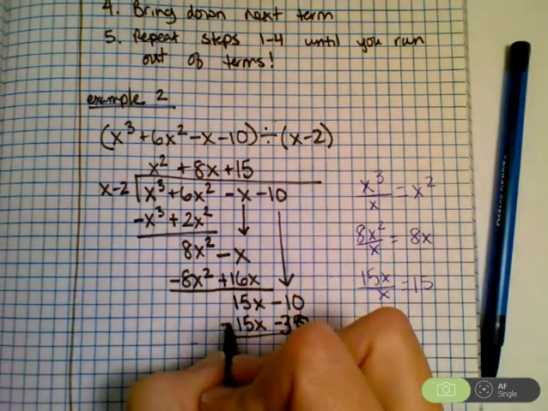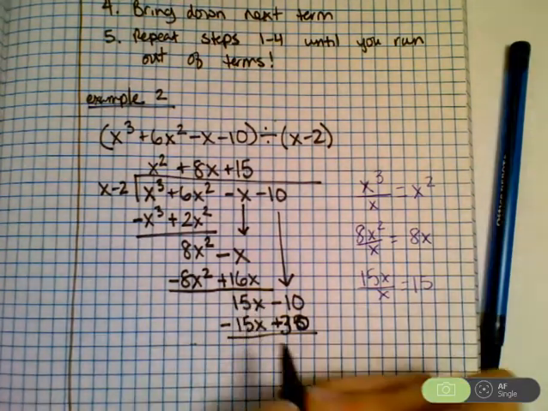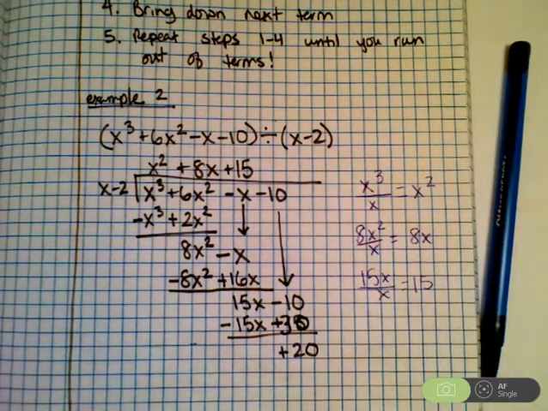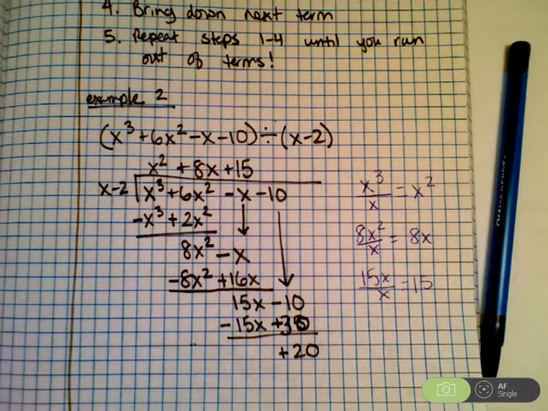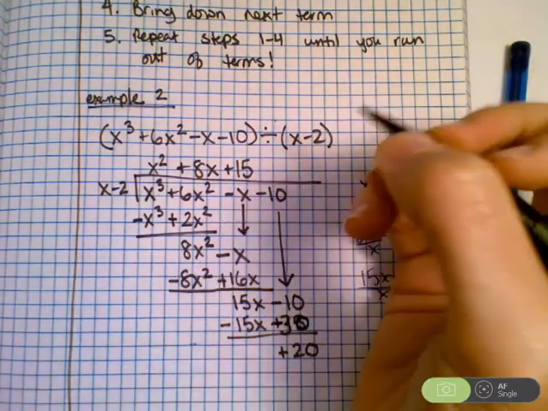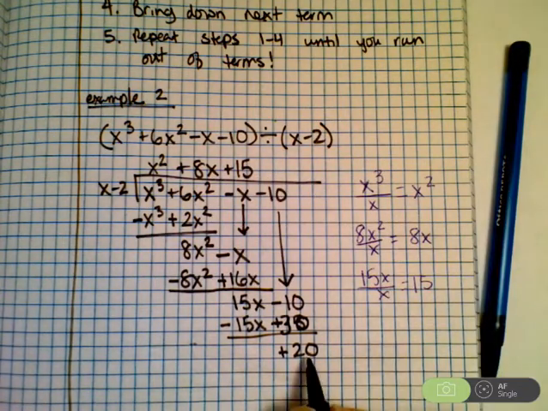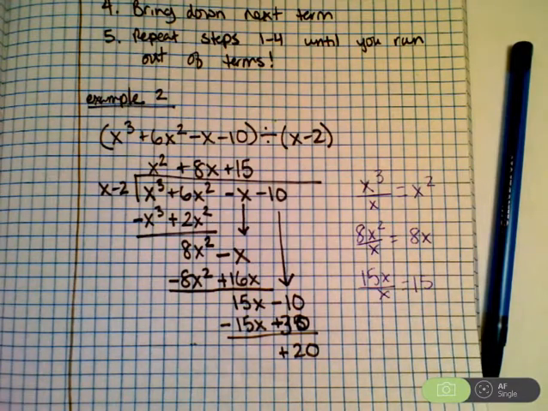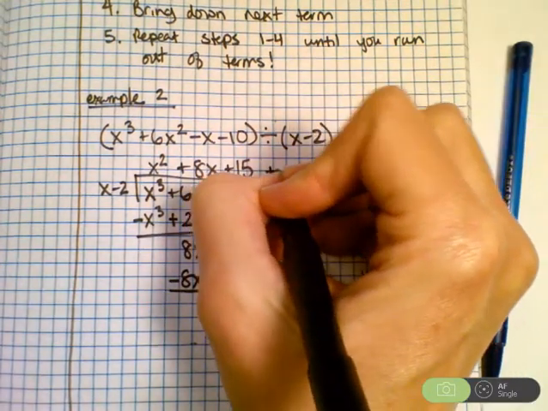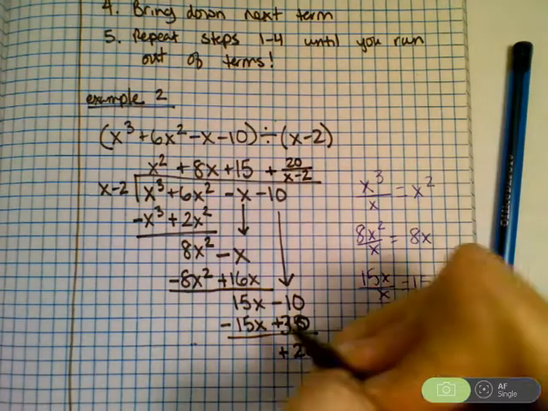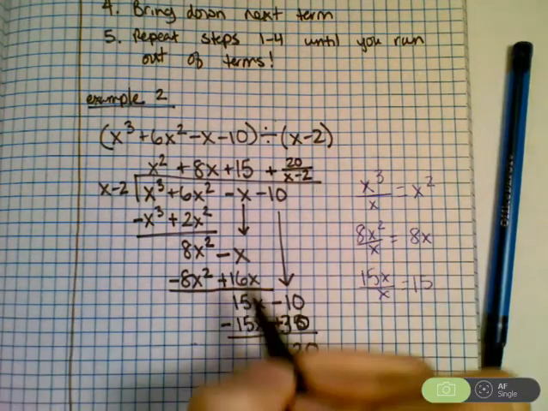Draw the line, change the signs. 15 minus 15 is 0. Negative 10 plus 30 is positive 20. Now I look at this and I realize I don't have anything else to bring down. So since I have nothing else to bring down, this is my remainder. So the remainder means that I have 20 divided by x minus 2 left. I can't actually divide 20 by x minus 2. So what I do is I write plus 20 divided by x minus 2. 20 comes from there. The x minus 2 comes from there.